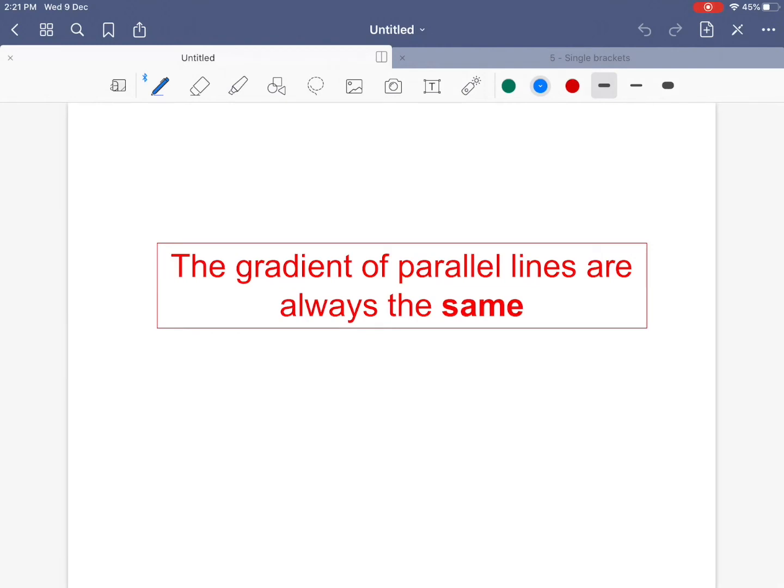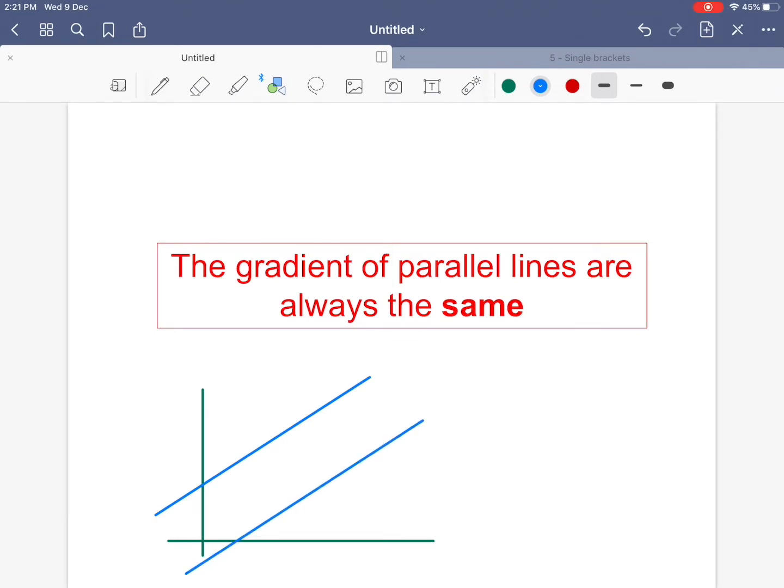So we're going to have a look at parallel and perpendicular lines. The gradient of parallel lines are always the same. For example, if we had two different lines drawn for y equals mx plus c, and they were parallel, then the gradient must be exactly the same. Whatever it is on one that we're going across and then up, it will be exactly the same on the second one, which is why they're never going to meet. So the gradient of two lines, if they are parallel, will be exactly the same.